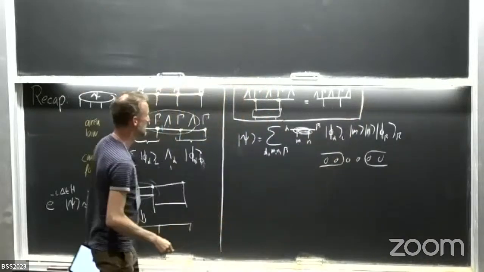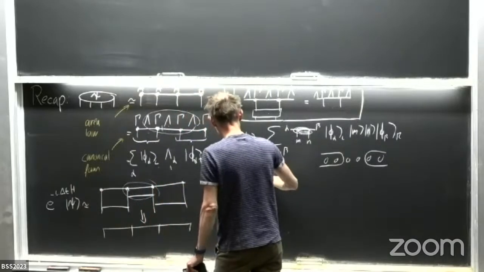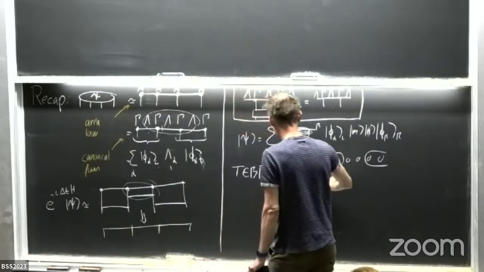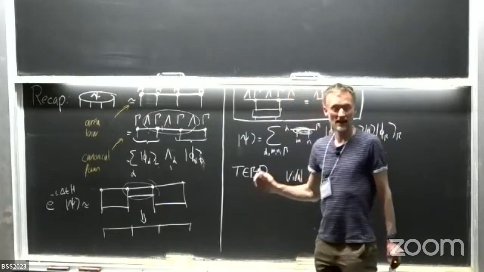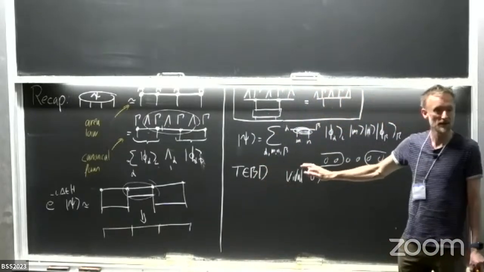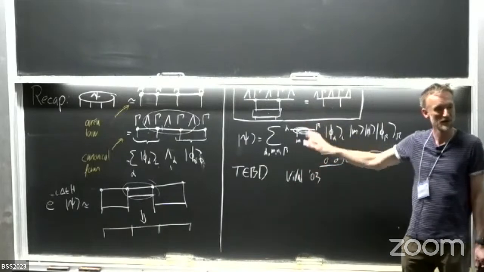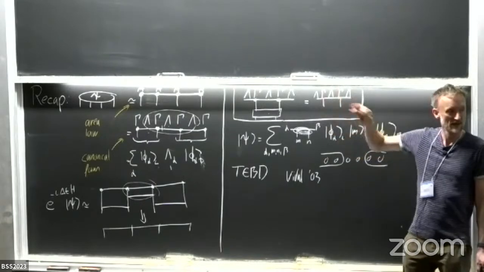And this is done by the TEBD, or time evolving block decimation algorithm, as introduced by Guifré Vidal in, I think, 2003. Now I want to go through the steps of this algorithm. But before this, other questions about this recap? Yes?